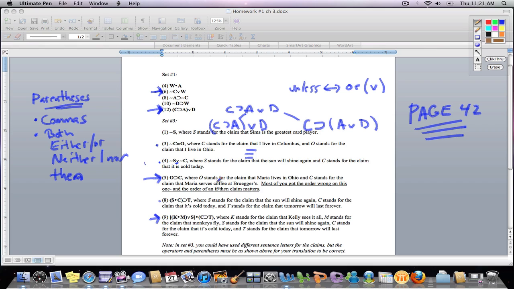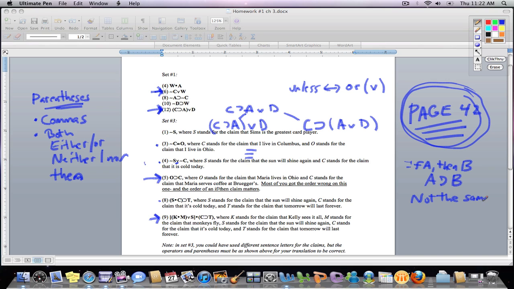Okay. Number 5. We have an if-then where you flip the order. This happens in many cases. Again, go back to our friend page 42. It will tell you a lot about this. The idea is that if I say if A, then B, which is A horseshoe B, that is not the same as, we'll say, if B then A.